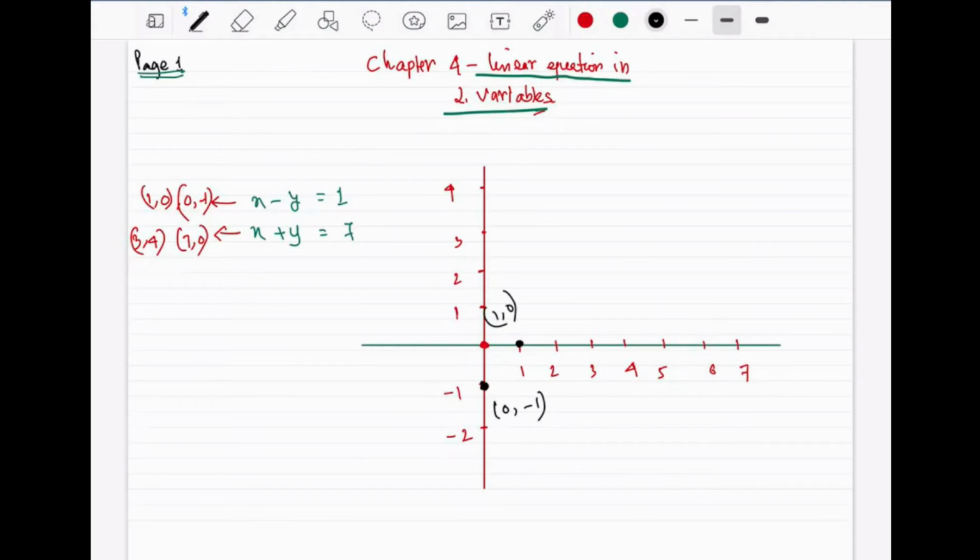Okay, let's make it longer. Okay, here is your graph. Here is the graph for x minus y is equal to 1. Come to the next one. The next one is x plus y is equal to 7. We have the points 3, 4, and 7, 0. Where's 3, 4? 3, 4 is on the x-axis. You have to go 3 points.